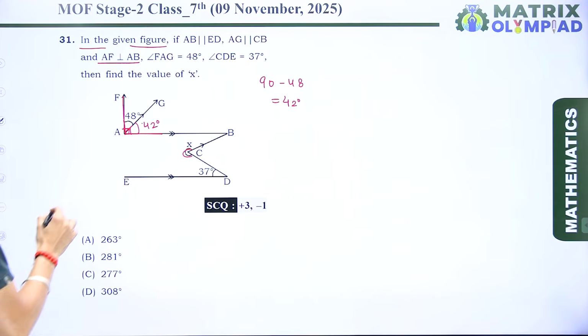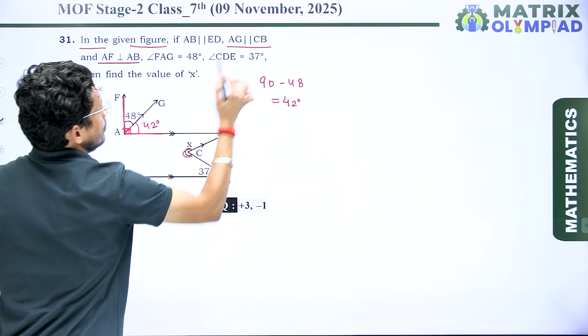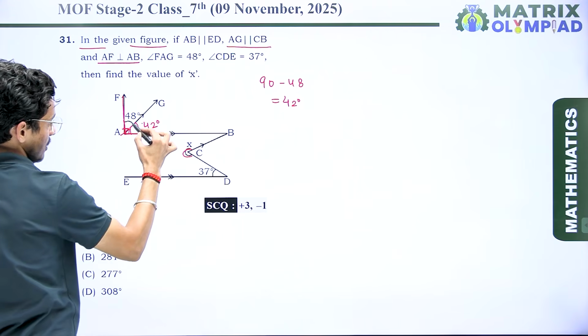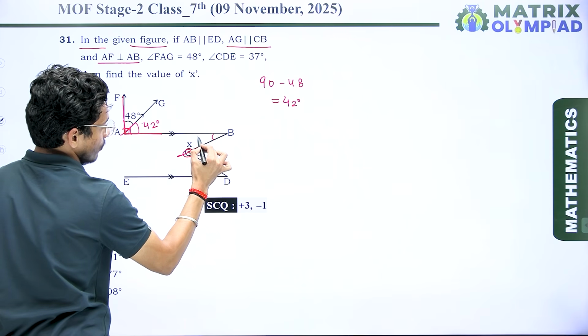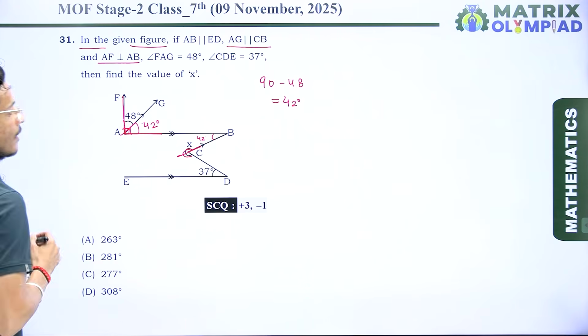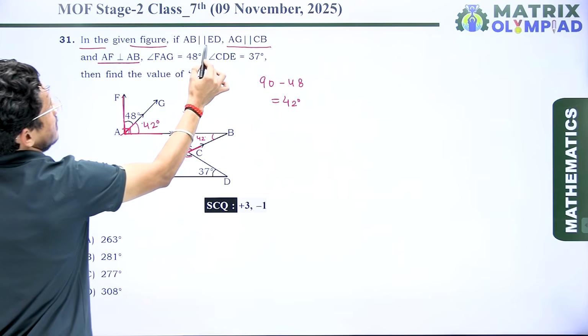Here we have given AG is parallel to CB. So AG is parallel to CB. It means this angle and this angle are alternate angles. So here we have 42 degrees. And again here we have given AB is parallel to ED.